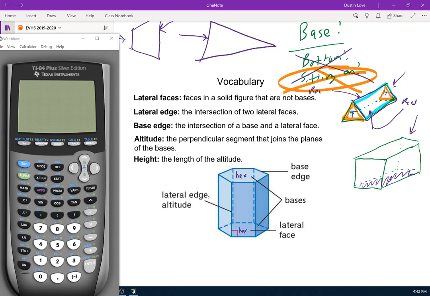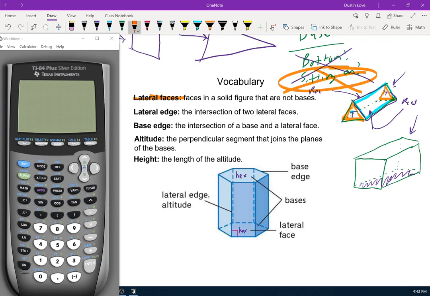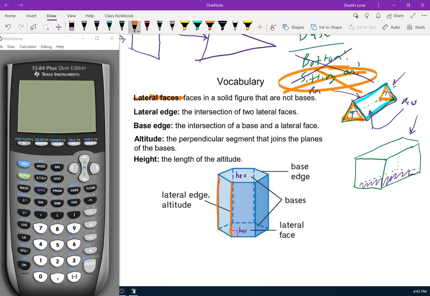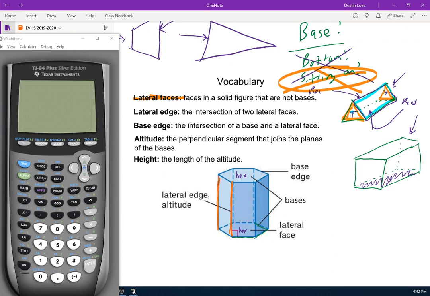faces. Now, the lateral faces, as we have defined here, are the faces in a solid figure that are not bases. That's pretty obvious. A lateral edge, I'm going to do this in orange, is any of these that go between the two bases, where two lateral faces touch each other, where two of the rectangles are bordering or where they intersect. Now, the base edge, I'm going to do in green, are any of the edges along the base.